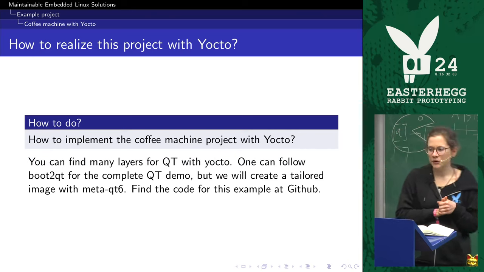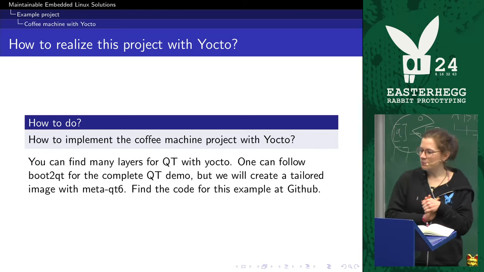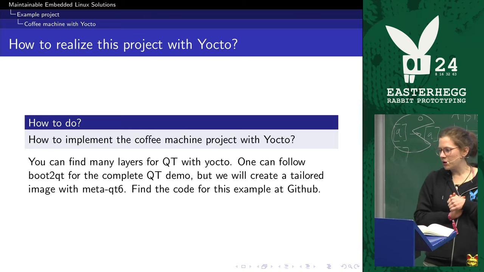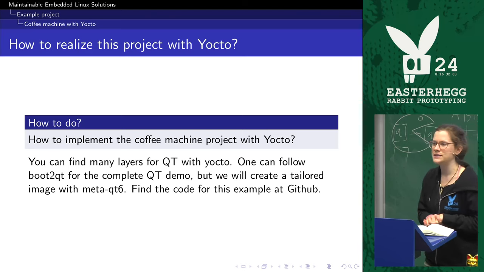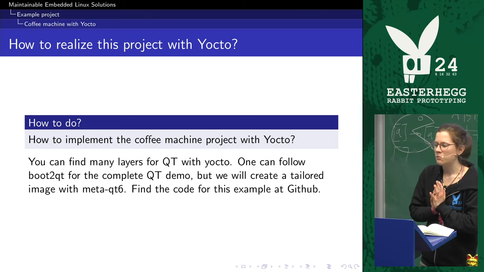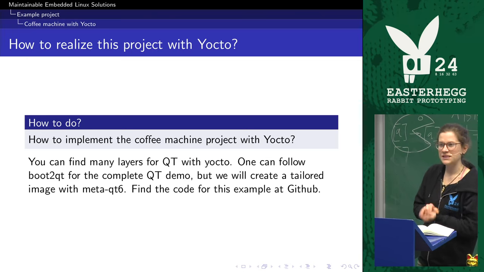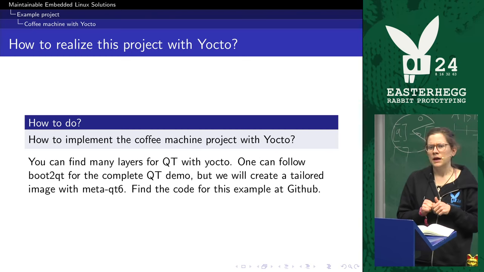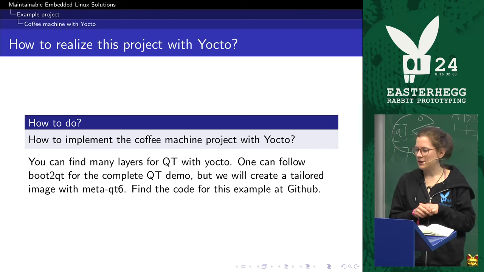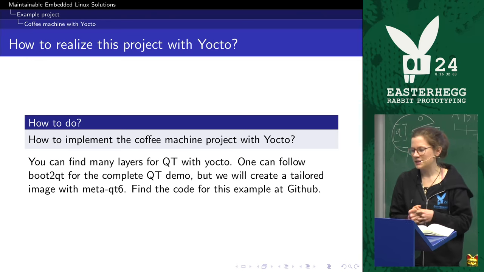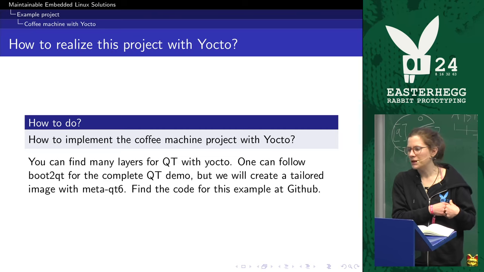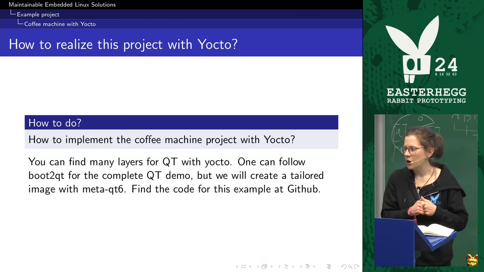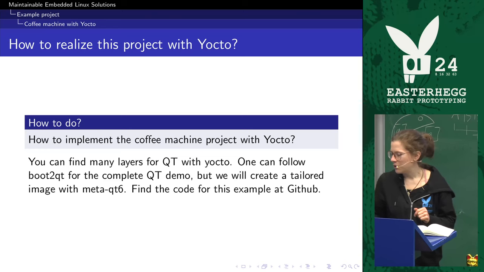So I also wanted to keep the effort quite low to reach the goal. If you want to take a first look at how Qt looks with Yocto, you can follow the boot to Qt for a complete Qt demo, but this will start not only the coffee machine, but also all the other examples and tutorials. So you can take a quick look, see how it looks, if it's even an option for you. Once you have decided, you might want to implement a tailored image, and there we will use one of those layers. That is the meta-qt6 layer. It includes recipes, so data on how we can build Qt for Yocto.